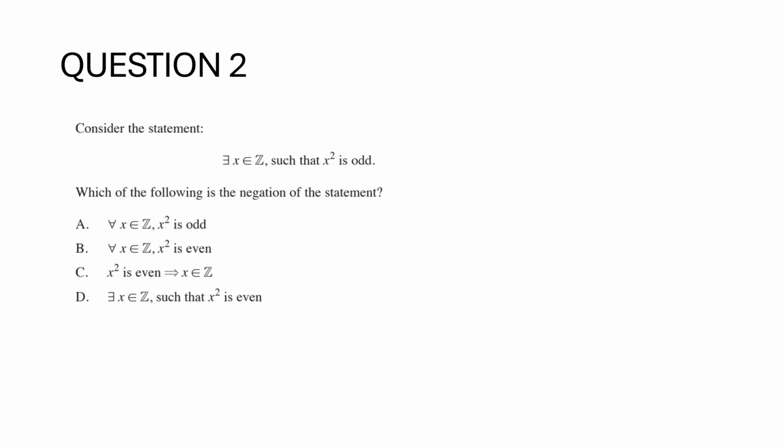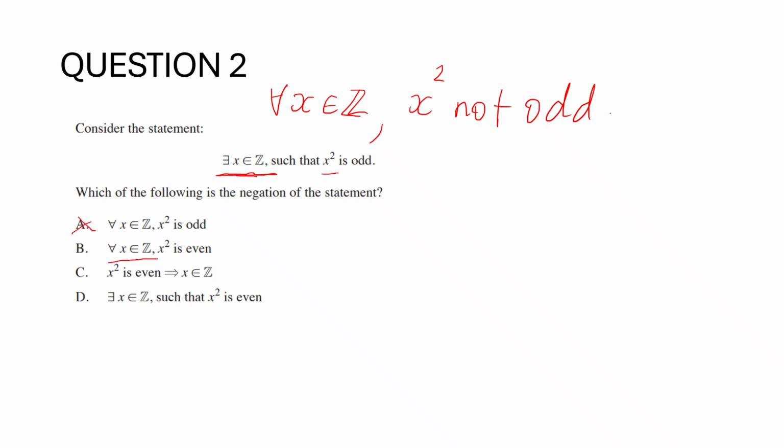Question 2. There exists x, that is an integer, such that x squared is odd. Which of the following is the negation of the statement? So remember, the negation of there exists is for all. So for all x that are integers, x squared will not be odd. So let's see what we've got that might be like that. So it's not A. For all x that are integers, x squared is even. It's B.